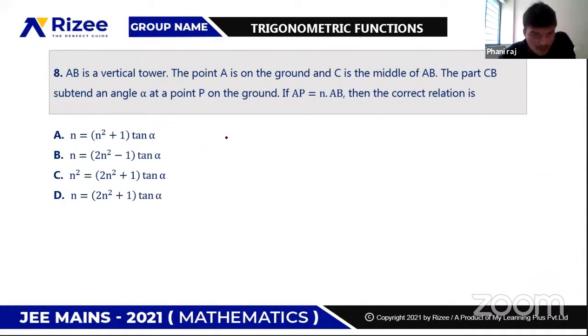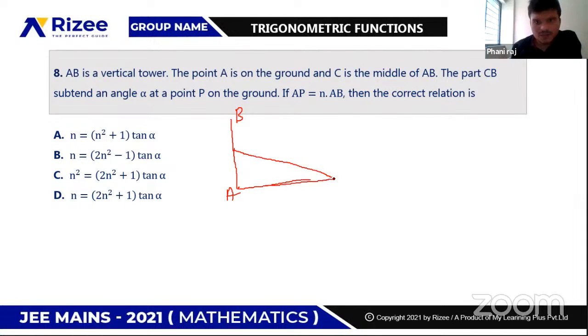So next it's the eighth question. Eighth question states what? AB is a vertical tower. The point A is on the ground and C is the midpoint of AB. This is like this. A is on the ground, B is above, C is somewhere in the midpoint. Sorry, this should be a straight line, but yeah. So C is in the middle of AB. So this is A by 2. This is also A by 2.